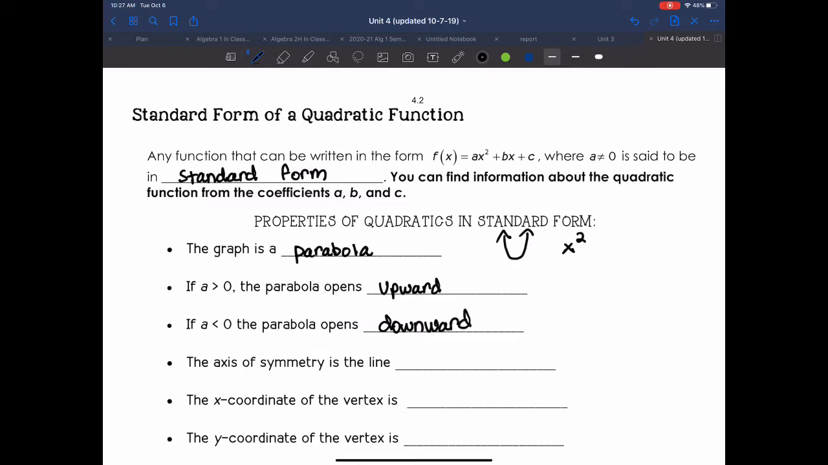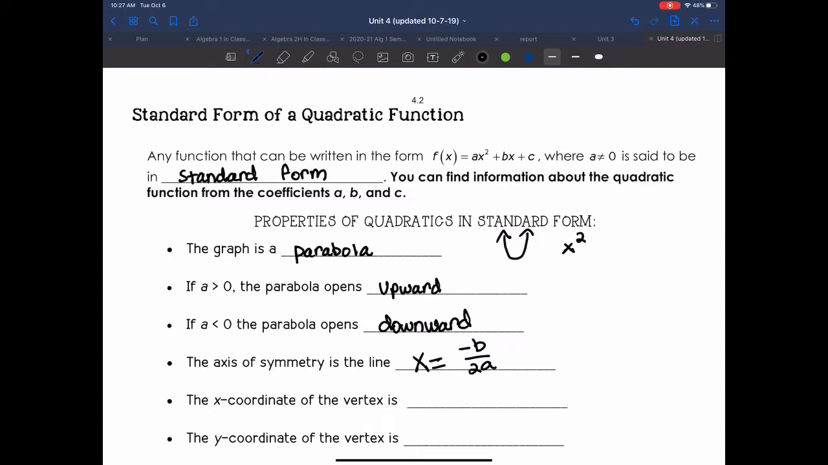Now, a couple more things to note about the equation of a parabola, or a quadratic function. The axis of symmetry is the line x equals negative b over 2a. Now that might look familiar. That's actually part of the quadratic formula, but the x-coordinate of the vertex and the axis of symmetry of a parabola is going to be represented by the formula x equals negative b over 2a.